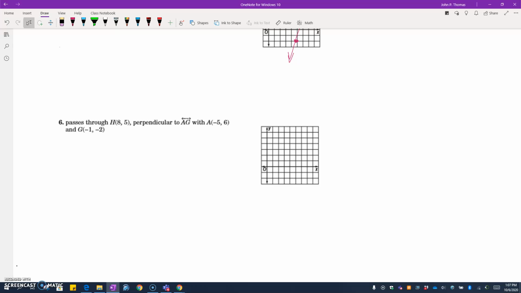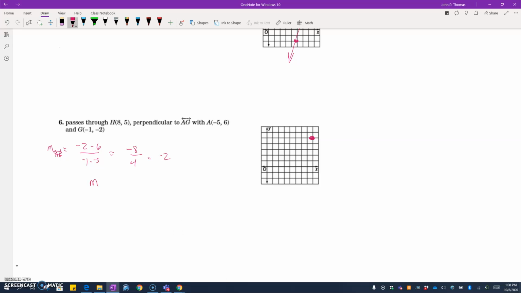In number 6 it says a line that passes through 8, 5, which is a point right up there in the upper right hand corner, and perpendicular to AG with those two values for A and G. So the first thing I'm going to do is find the slope of AG. We've got negative 2 minus 6 over negative 1 minus negative 5. That's going to be negative 8 over 4, which equals negative 2.